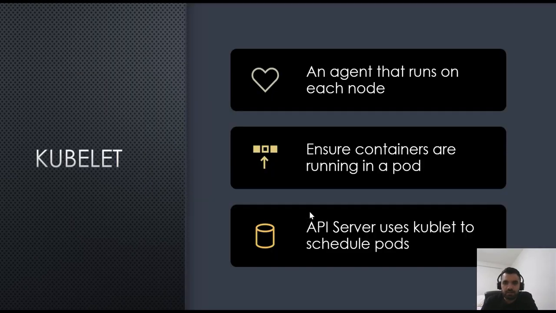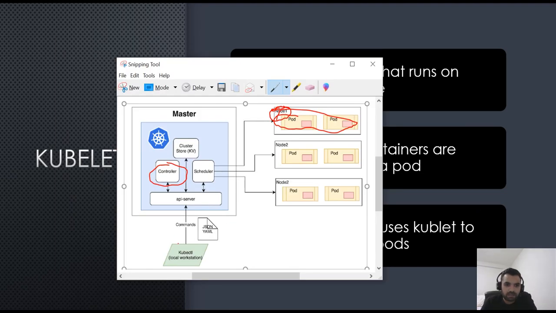Kubelet. I think this is one of the most sensitive and I would say most important components in the Kubernetes architecture. And why do I say that? Because that's the agent which runs on each node. It ensures that containers are running in a pod, and then the API server uses Kubelet to schedule the pods. So now if you go back here, right?